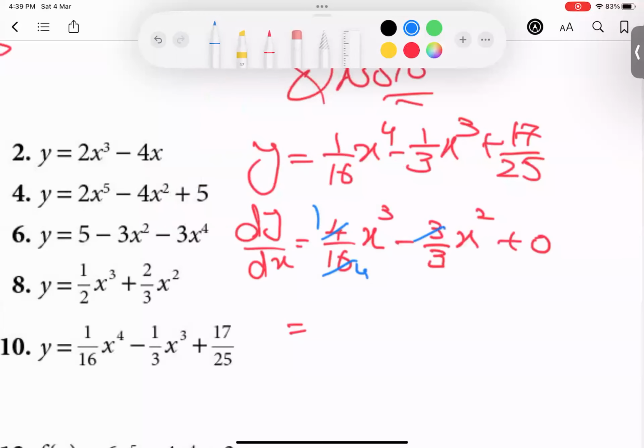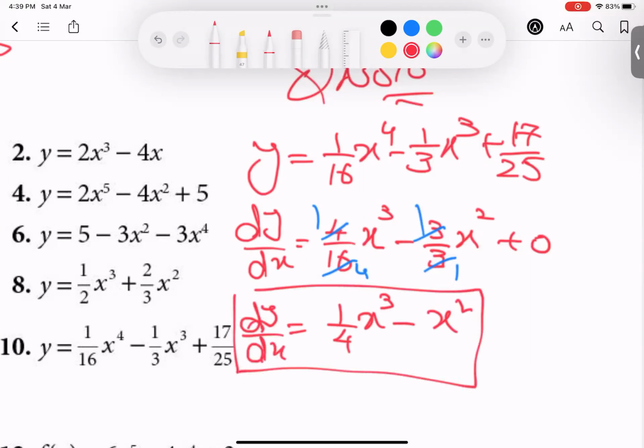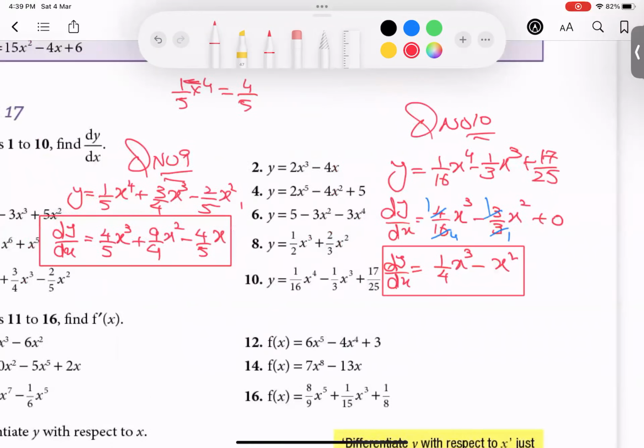You know it very well. 3 1s that we cancel out. So, Alhamdulillah, Rabbil Alameen, you understanding? So, 1 over 4 x to power 3 and minus x to power 2. And this is the final form. So, Alhamdulillah, Rabbil Alameen, I believe it's nothing hard.